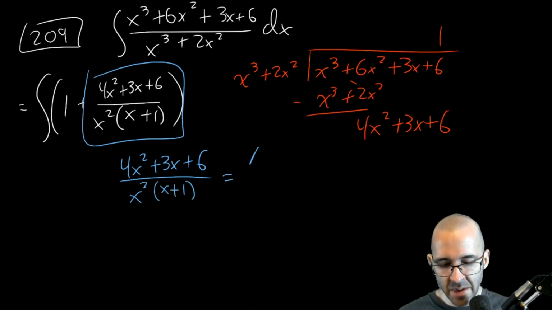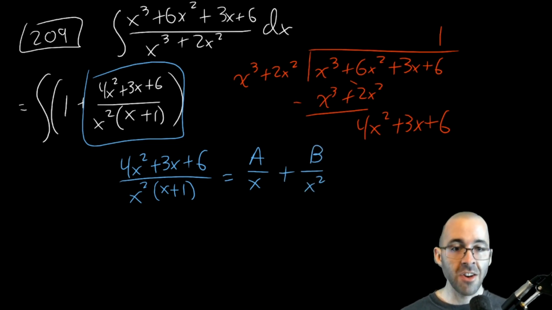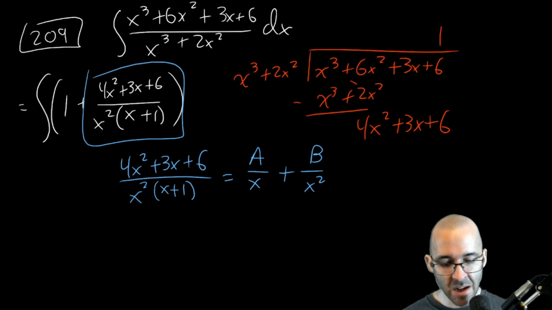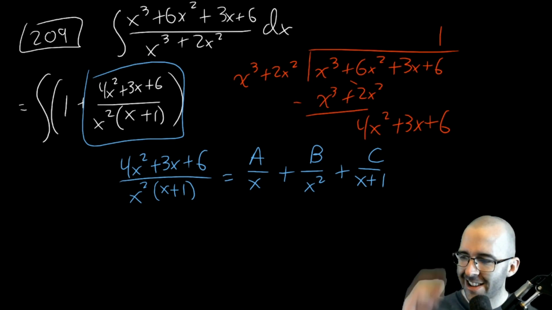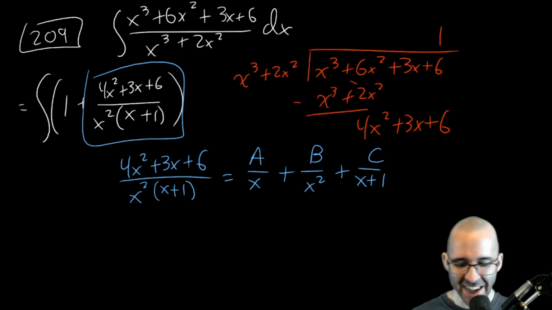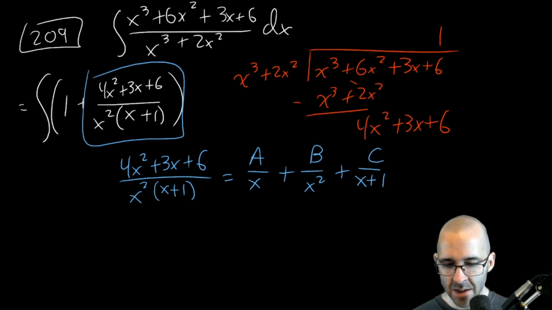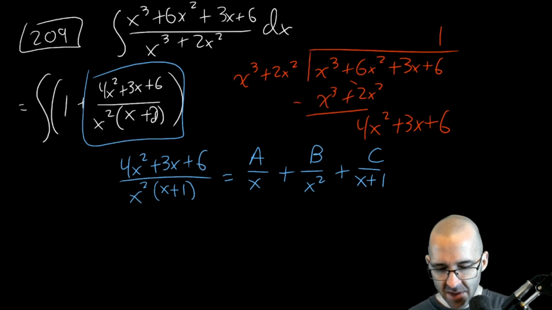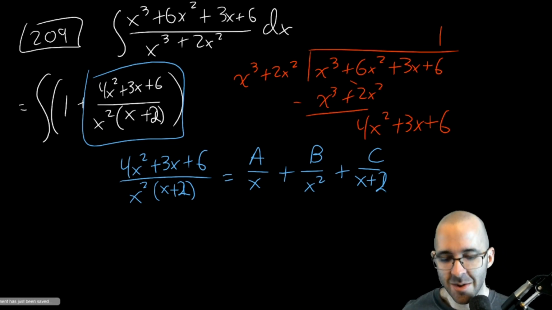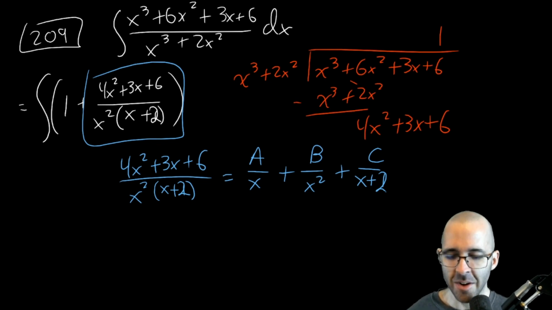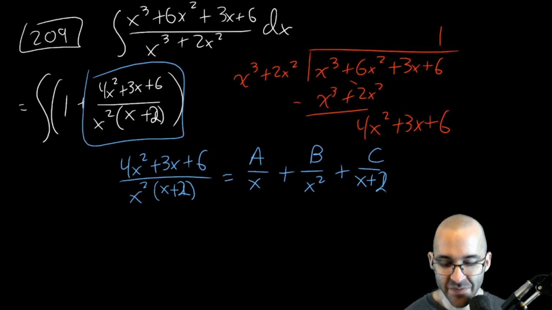So we know that this is going to be some constant divided by x. And then it's a repeated factor, so there's going to be another constant over x squared. And then another linear factor. No quadratic factors at all. Come on, textbook. I keep checking to see if I'm making a mistake. Wait, x plus 2, not x plus 1. When you factor out an x squared from x cubed plus 2x squared, we're left with x plus 2.